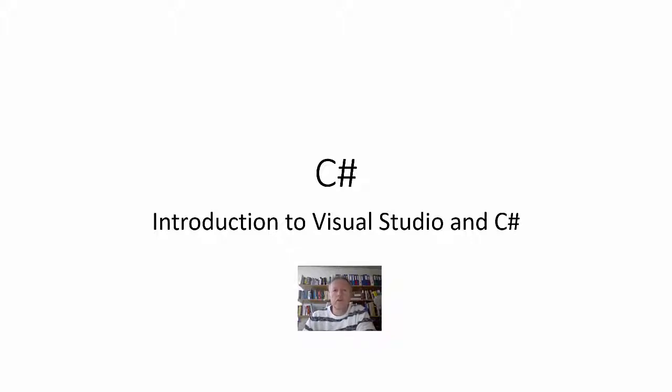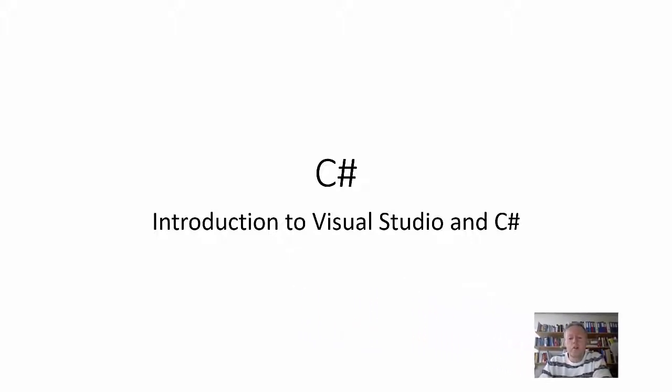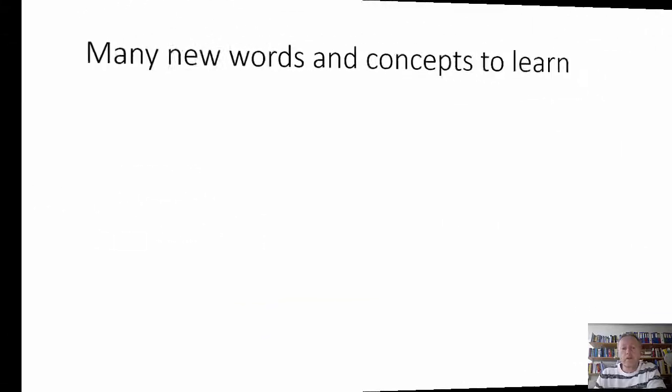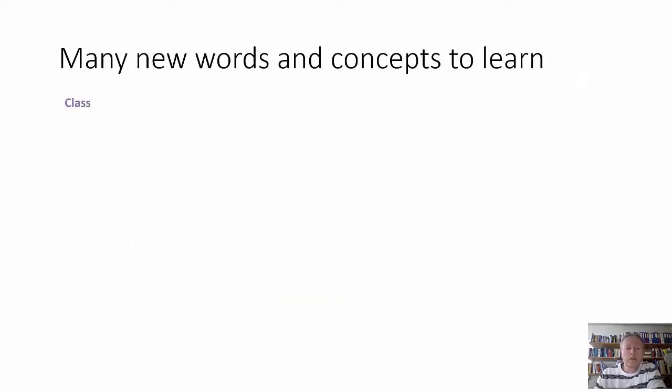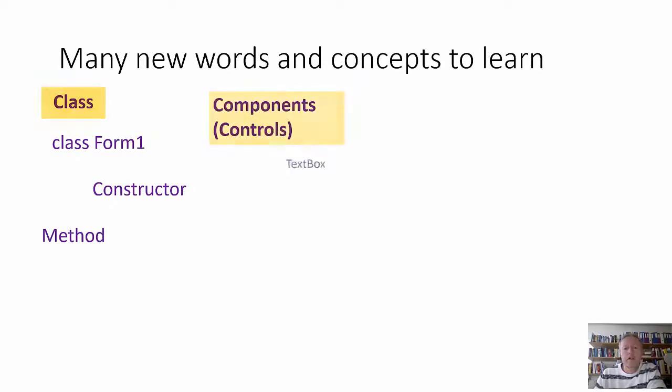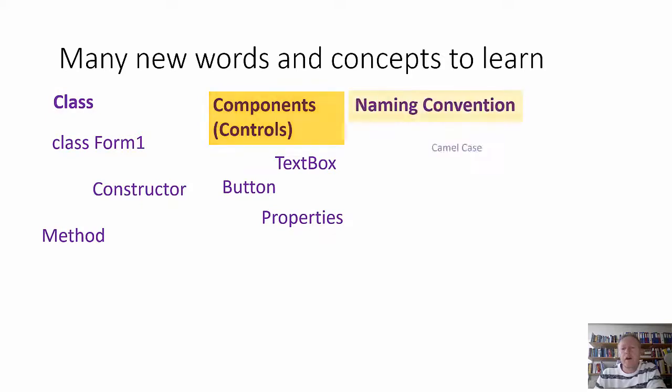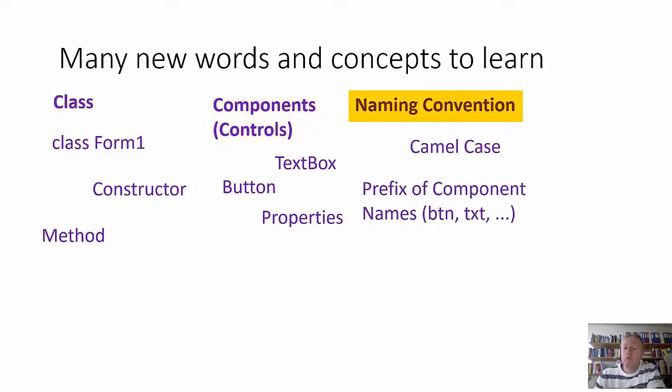Hello, this is a first introduction on how to program with C# in Visual Studio. There will be many new words and concepts to learn, and today we will talk about classes, how they are constructed, about components like text boxes and buttons and their properties, about naming convention. We will talk more about that later, but today we will start with camel case and also tell how we should prefix our components on the form.